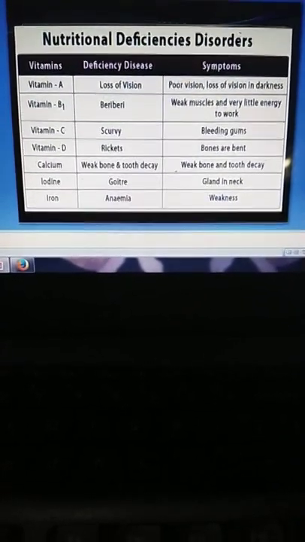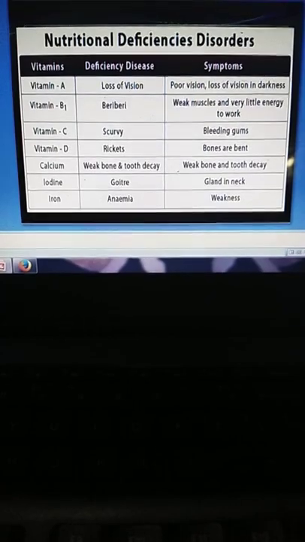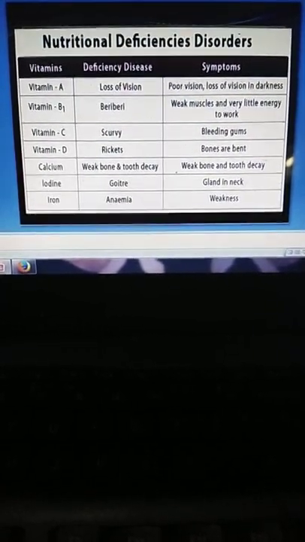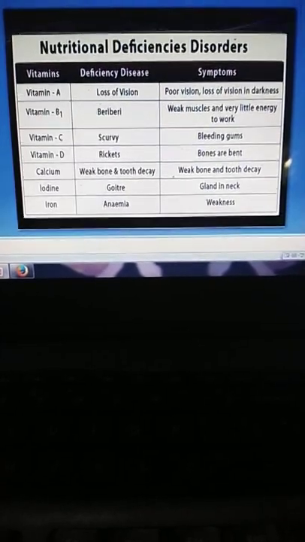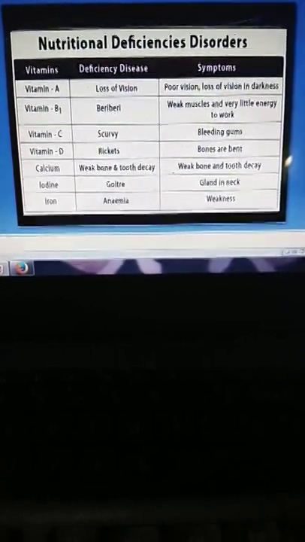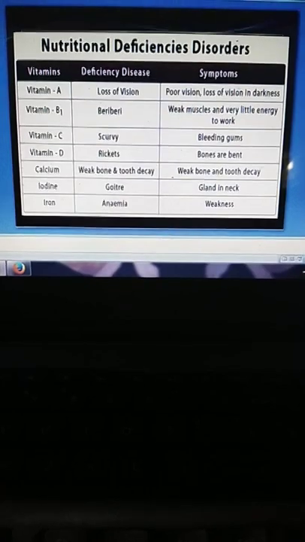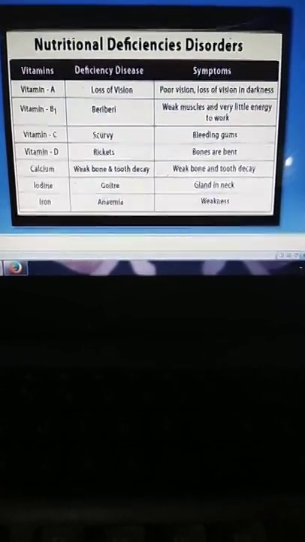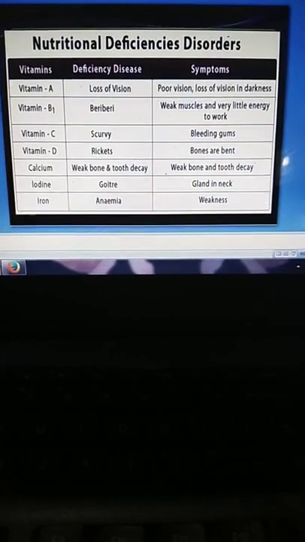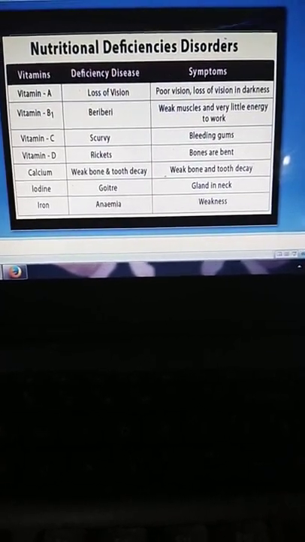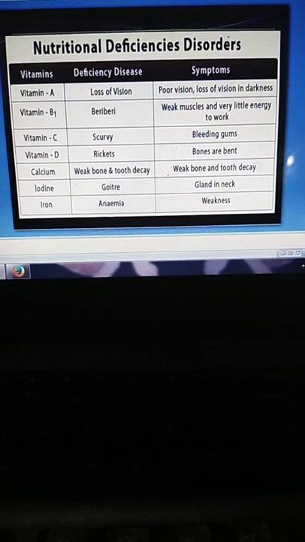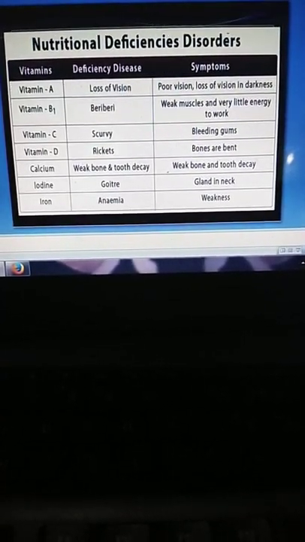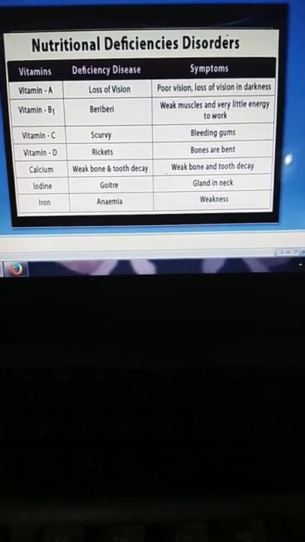Calcium deficiency, disease caused is weak bone and tooth decay. Symptoms in our body are weak bones and tooth decay. Deficiency of iodine causes goiter, and it is seen as a gland in the neck. Deficiency of iron causes anemia, and the symptom in our body is weakness.